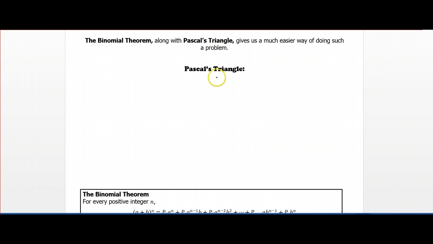So it starts at the very tip with just the number 1. Okay, and then the next row you have the number 1 and then the number 1 again. The next row is when it gets a little bit more interesting. Okay, you always start each row with a 1. The next number in the next row would be a 2. And then you end with a 1. In the next row you have a 1, a 3, and a 1.